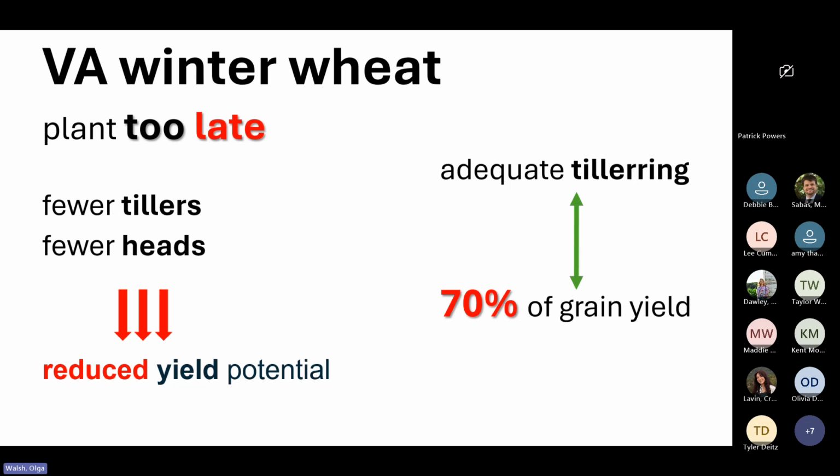Then if we plant too late, if we wait too late, we tend to have fewer tillers, and that means fewer heads or spikes. So that, of course, also reduces yield potential, because adequate tillering has been shown to be responsible for about 70% of grain yield. So the tillering stage is very important. That's why planting dates are very important to follow as a guideline.